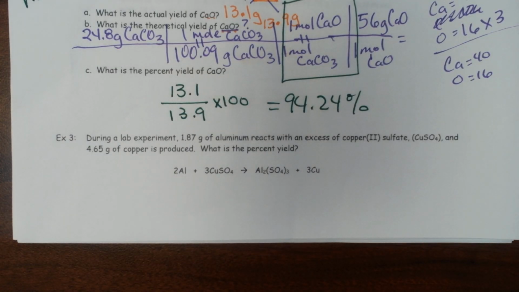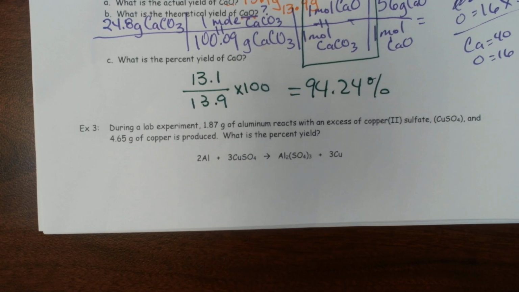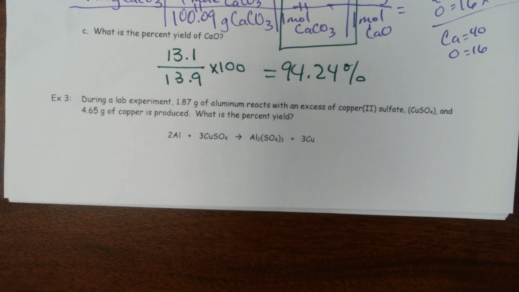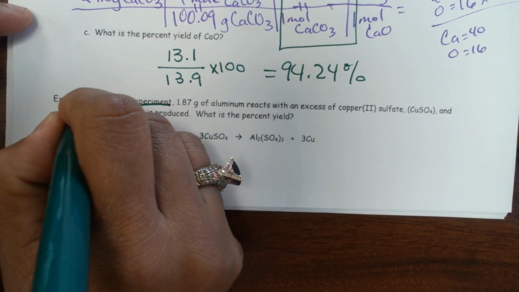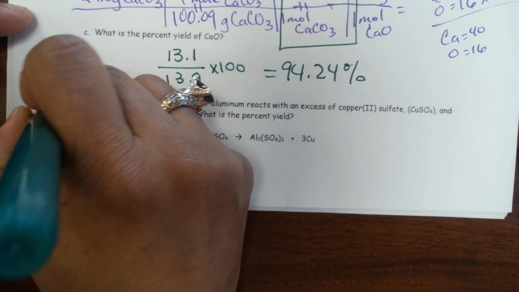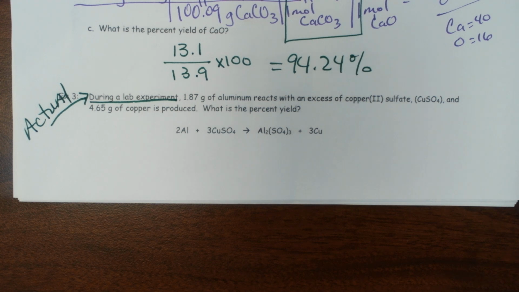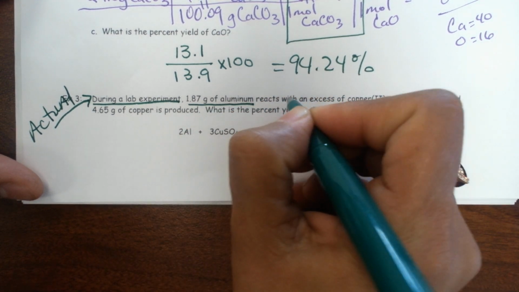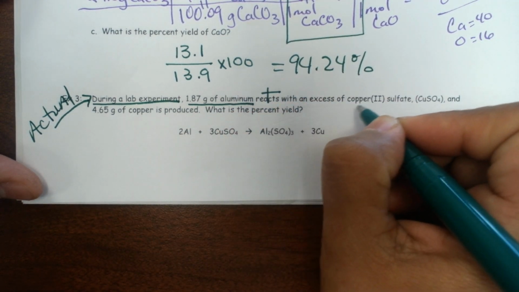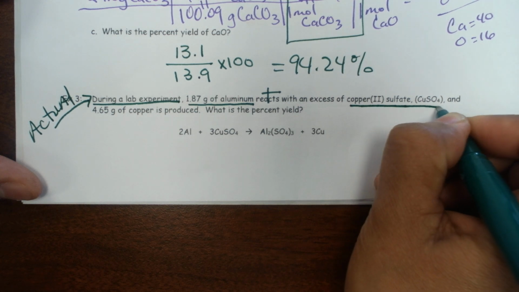Example number 4. Here we go, let's try it again. During a lab experiment, I'm going to come over here and write the word actual. 1.87 grams of aluminum reacts with copper(II) sulfate.